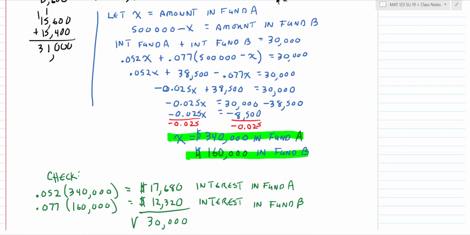Now what I do is solve the equation. The rest of this is equation solving. So I used the distributive property, used my calculator, and collected like terms: 0.052 minus 0.077 is negative 0.025. Then I subtracted 38,500 from both sides, then divided by negative 0.025, and that gave me 340,000. So that calculation is what gives you 340,000.